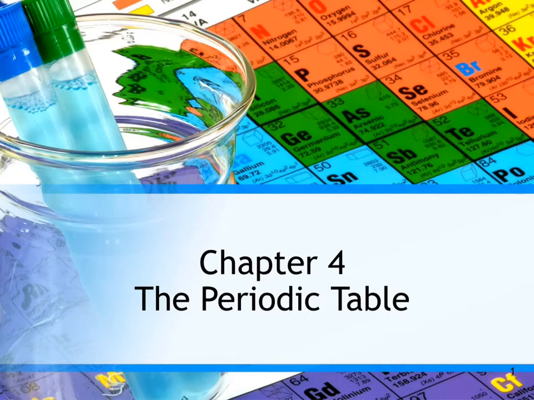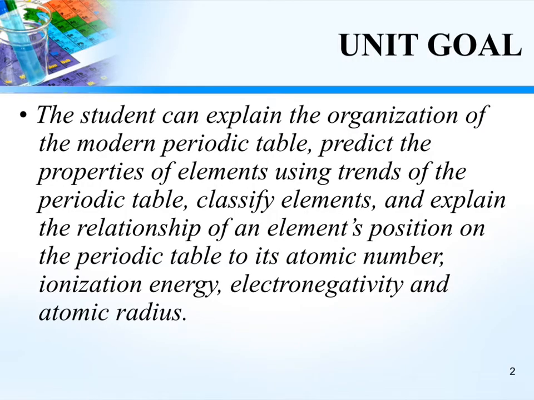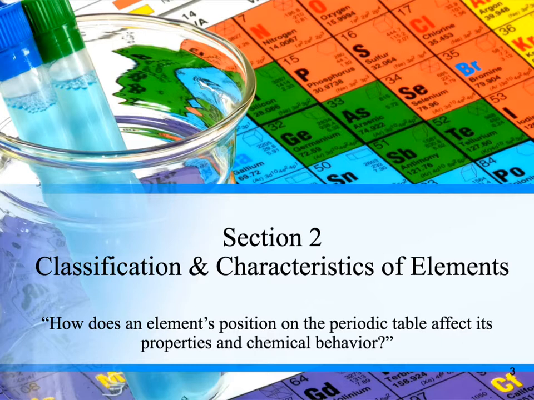Welcome back to Chapter 4, where we're looking at the periodic table. Recall in our last section that we discussed the development of the periodic table, emphasizing Mendeleev's and Moseley's role in the formation of the modern periodic table. And then we moved into the organization of the periodic table, where we examined rows being periods and then columns being groups. Today, in this section, we're going to look at the classification and characteristics of the elements.